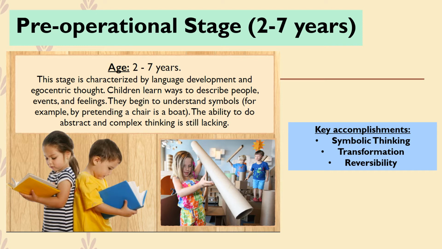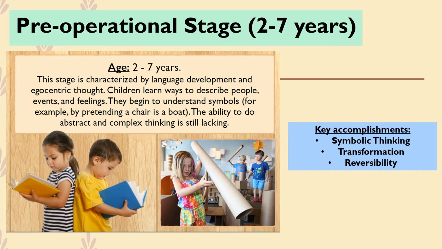Obviously, by this point, the child has developed language. They are able to talk and able to learn ways to describe things. So they can describe people. They can say, my mum is kind or my dad is brave. They can describe their feelings as well. So they might say, when my brother screamed at me, that made me angry. That made me sad. They begin to also understand symbols, and this is why you see a lot of children at this age playing make-believe.